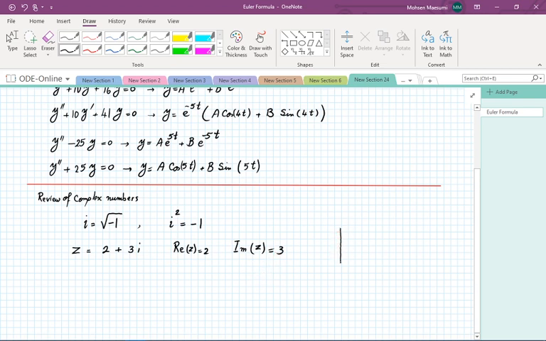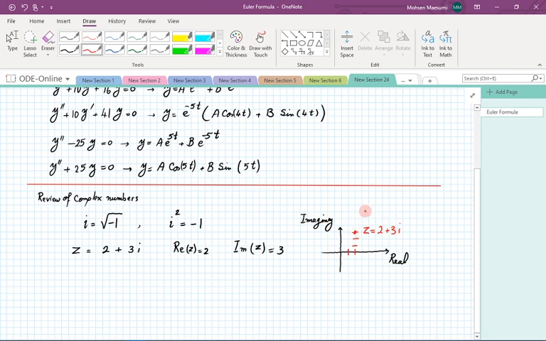Corresponding to this, we have a so-called complex plane. The complex plane looks very much like the Cartesian plane, except that the horizontal axis is reserved for the real component, and the vertical axis is reserved for the imaginary component. So if I have 2 plus 3i, 2 plus 3i refers to 2 steps in the real direction and 3 steps in the imaginary direction, and this is z equals 2 plus 3i.